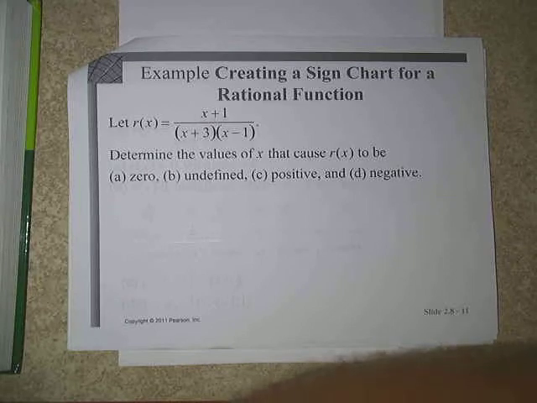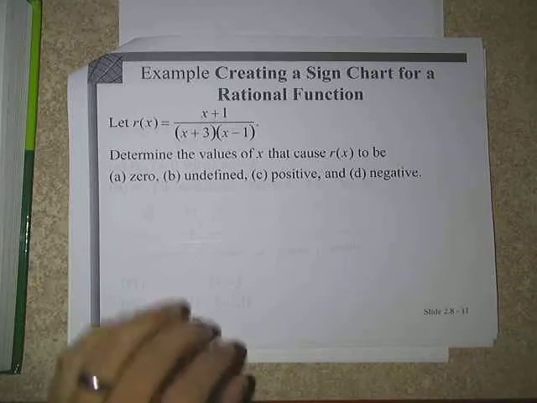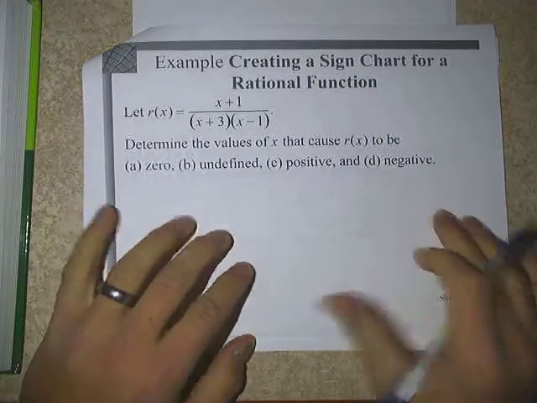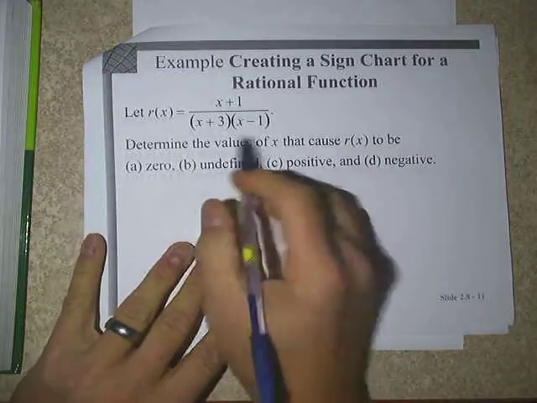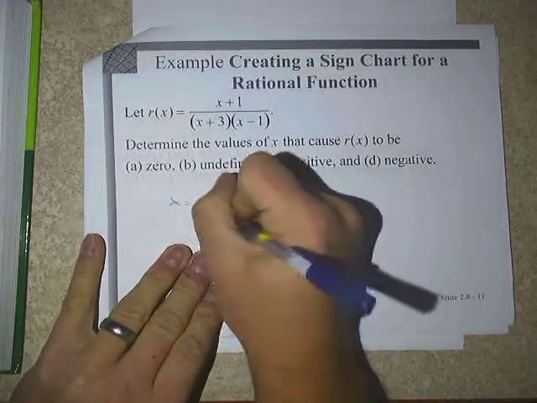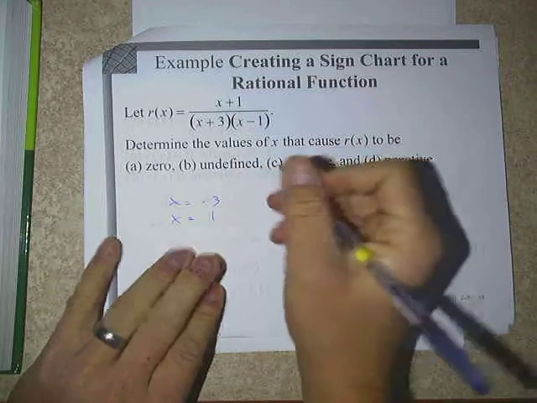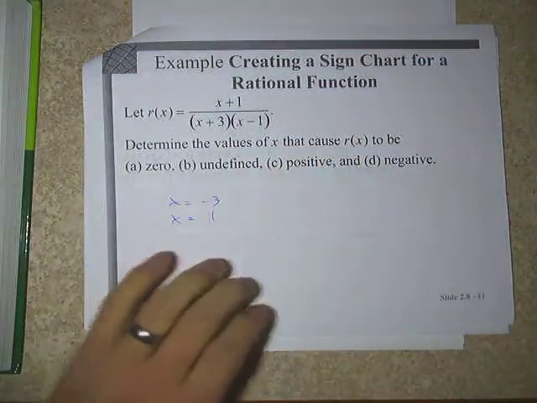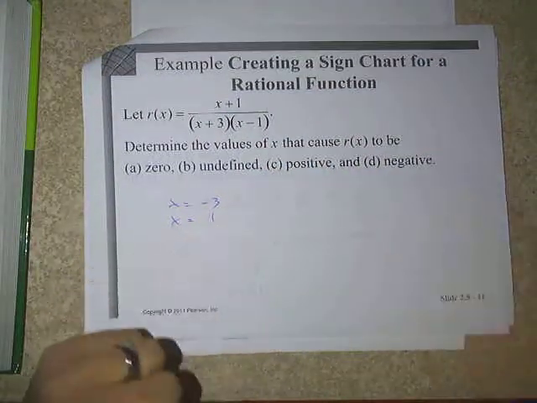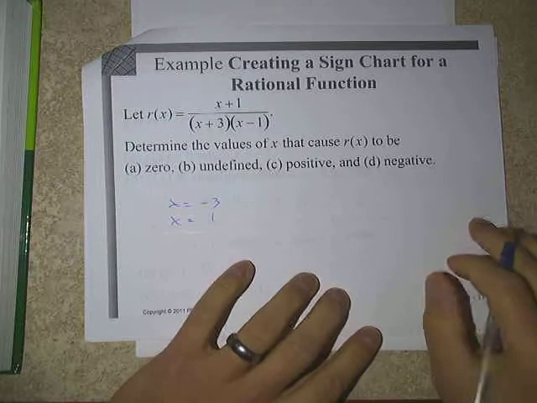So not only are we going to use the x-intercepts as split points, but we're also going to use the discontinuities as well. What that's going to look like is to just identify all that stuff first of all. So we would define x equals -3 and x equals 1. These would be where this function would be undefined. Those are going to be where our asymptotes are.